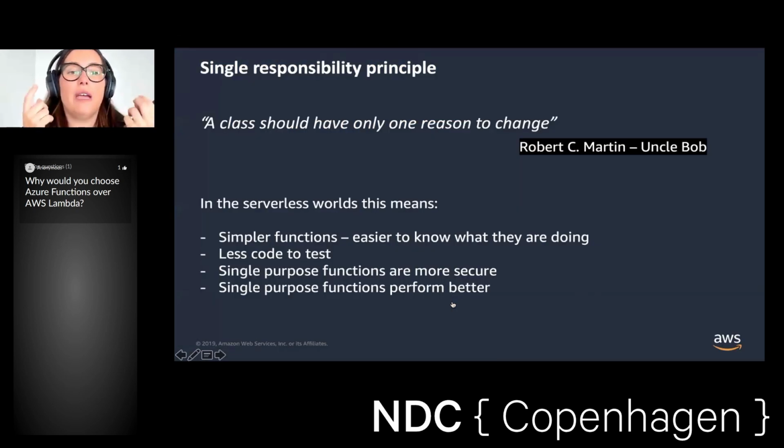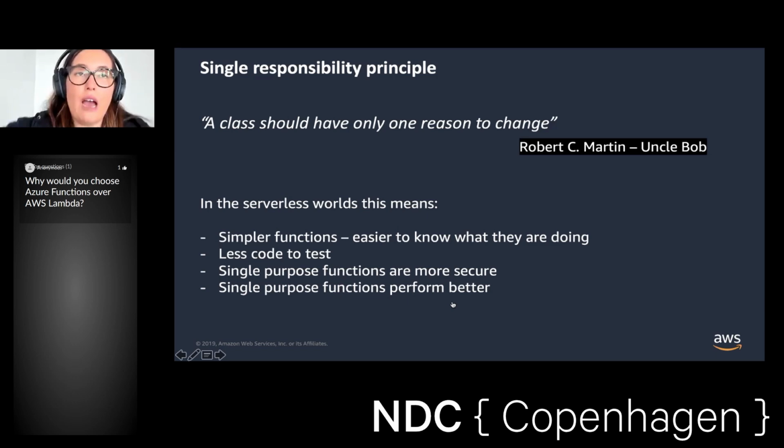Another thing to keep in mind is that Lambdas have to be small, simple, and do one thing. Simple Lambdas are secure, because you have to give them fewer permissions. They perform way better. They're faster to deploy. They have smaller cold starts, so that's what we want. And you know what they are doing, and you can test them very fast.